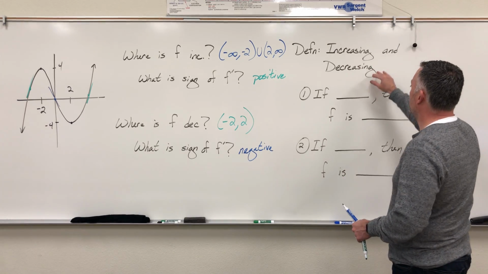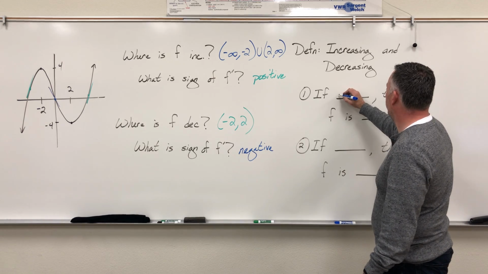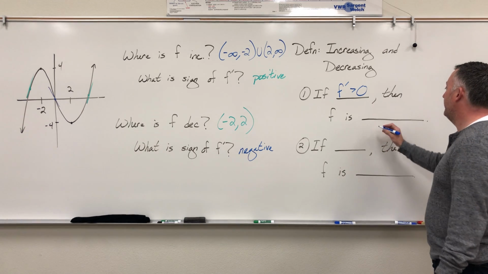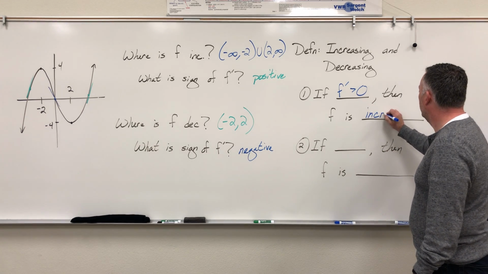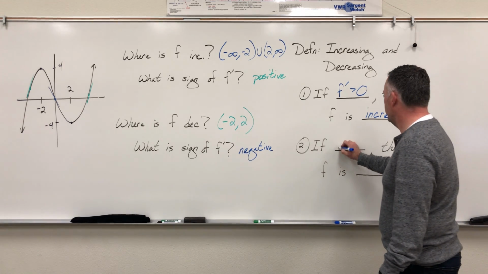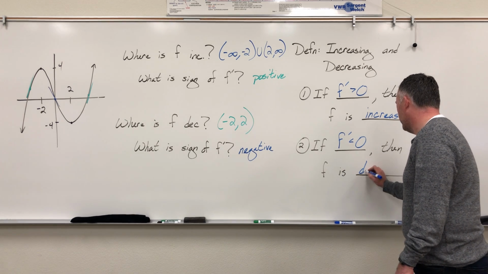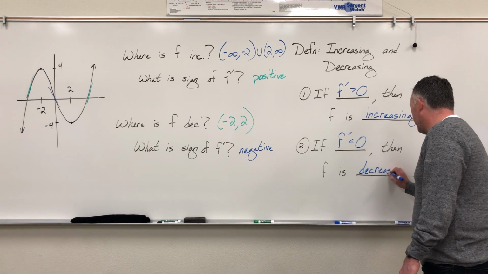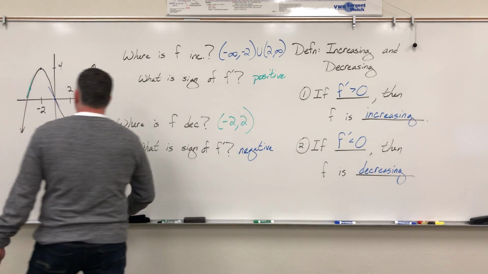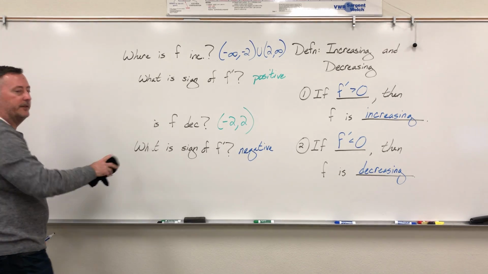So for increasing and decreasing, for the definition, if f prime is positive, then f is increasing. And if the derivative is negative, then f is going to be decreasing. And those two things will always be connected together. So if you know the sign of the derivative, then you know what the graph of the function is going to do.